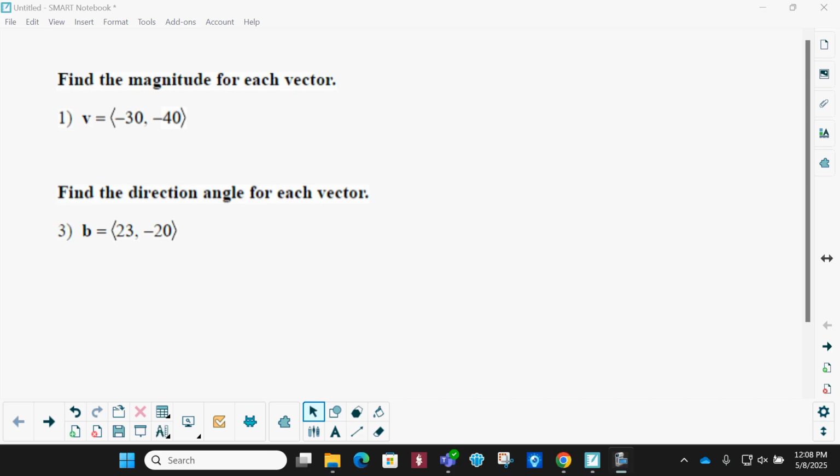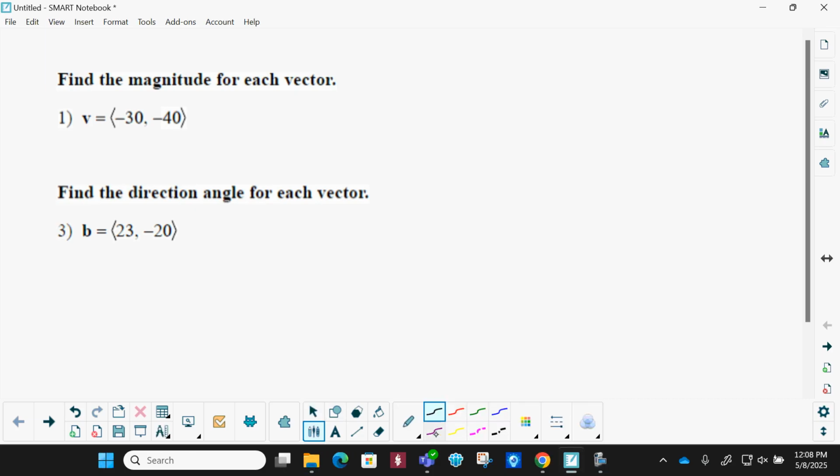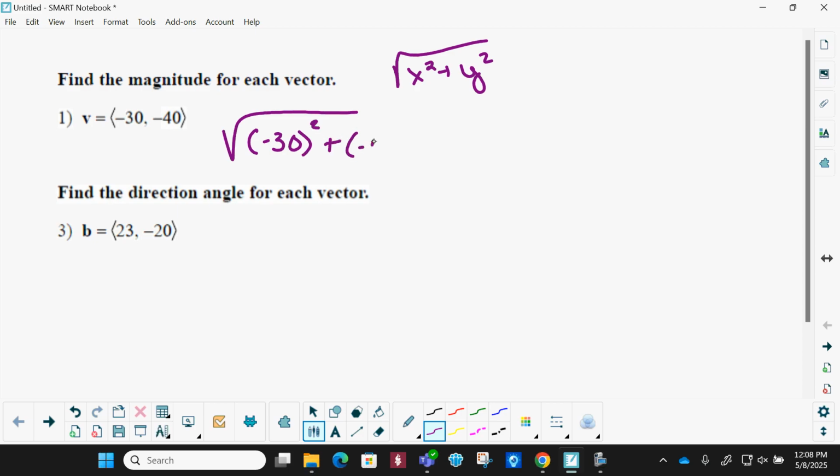So first we have to find the magnitude. Remember the magnitude formula is just x squared plus y squared. All you're going to do here, and this is where you have to be careful of those parentheses, is square, plus negative 40 squared. If you do not put those in like that, you will not get the right answer. Plus 40 squared. And my final answer is 50. Okay, and I'm only going to be doing the odds, so sorry about that.